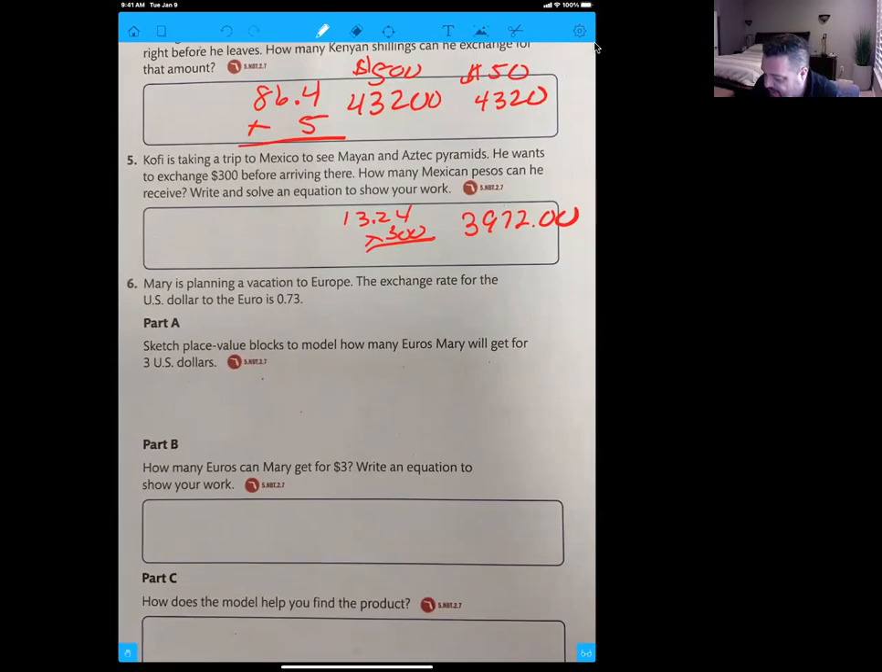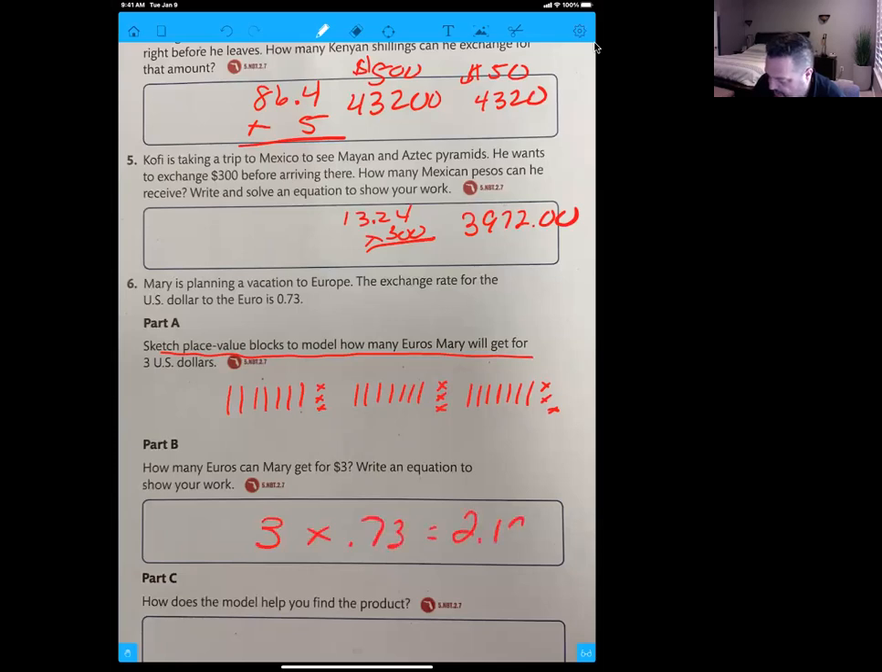When it says sketch the model, guys, I really don't want you sketching models anymore. I'm running out of gas on helping you guys with these problems. This is too much work. So the last one, mostly, if you sketched it, it would look like this: 1 through 7, and 1, 2, 3, repeated three times. Or you could just go 3 times 0.73, which is 2.19.